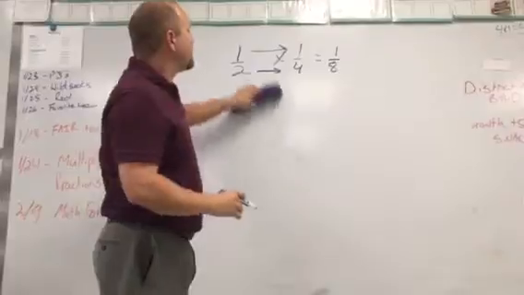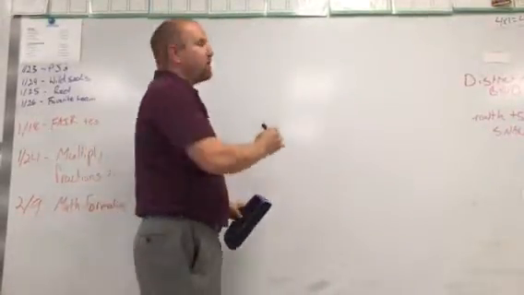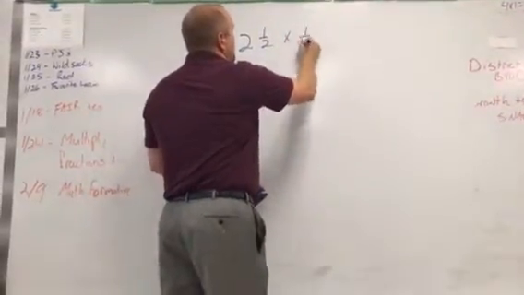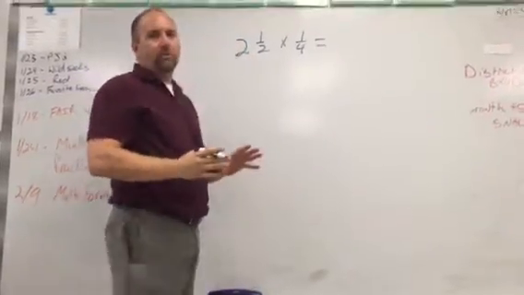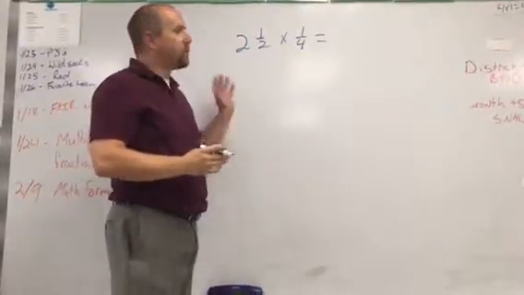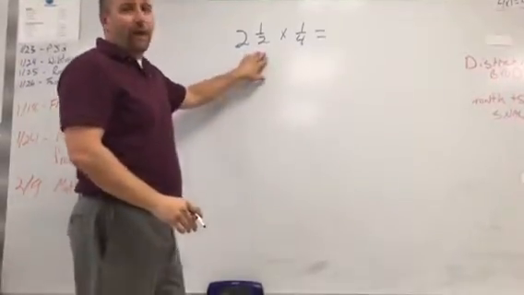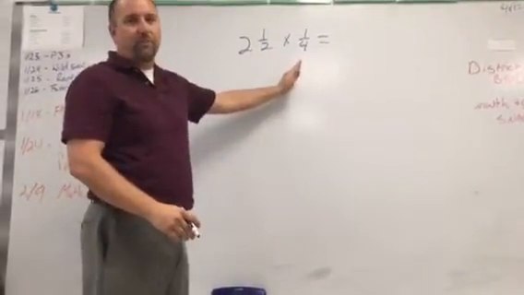We're also going to quickly talk about fractions times a mixed number. So if I have 2 1/2 times 1/4, I'm going to once again use a model to show why the shortcut that we learned in school works. So when I look at 2 1/2, I want to eventually make this into a fraction so I can multiply it just like I did on the previous problem.